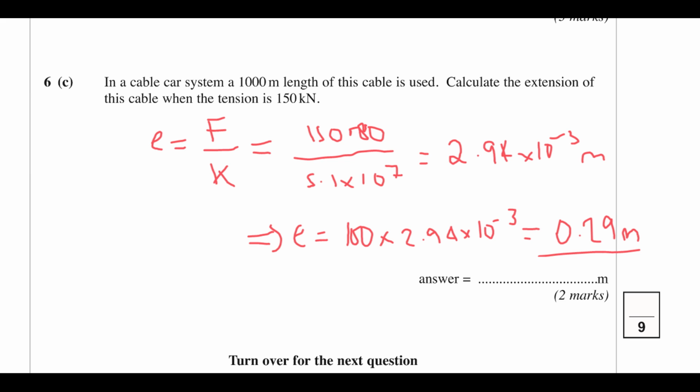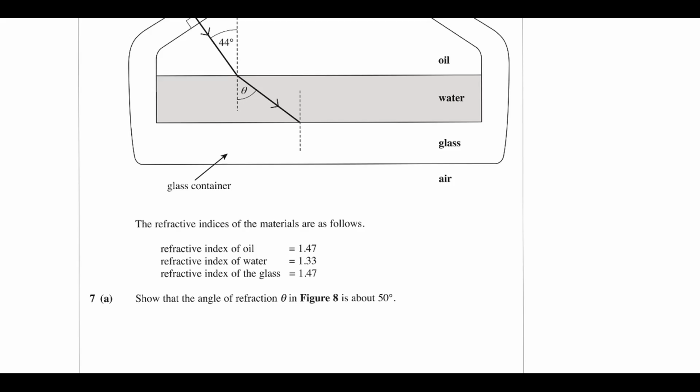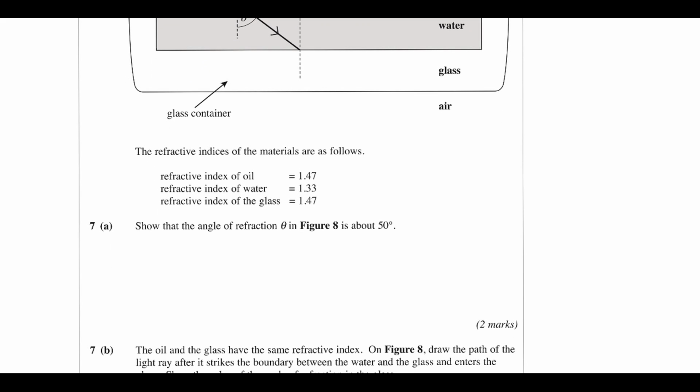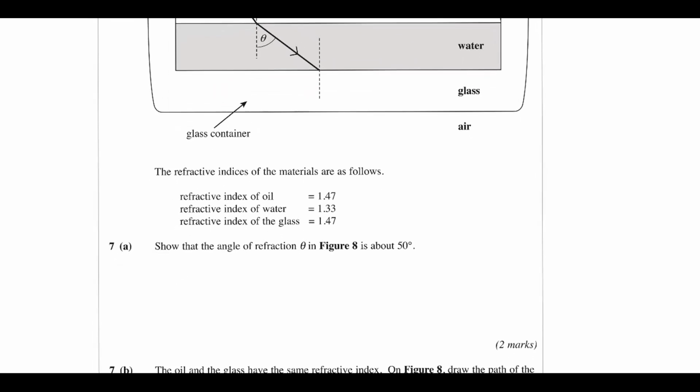I feel like we haven't had a refraction, and indeed we've got some refraction. So we've got a layer of oil floating on water inside a glass container. A ray of light in the oil is incident at an angle of 44 degrees on the water surface and refracts. We've got these refractive indices. Show that the angle of refraction is about 50 degrees, so it's going from oil to water.